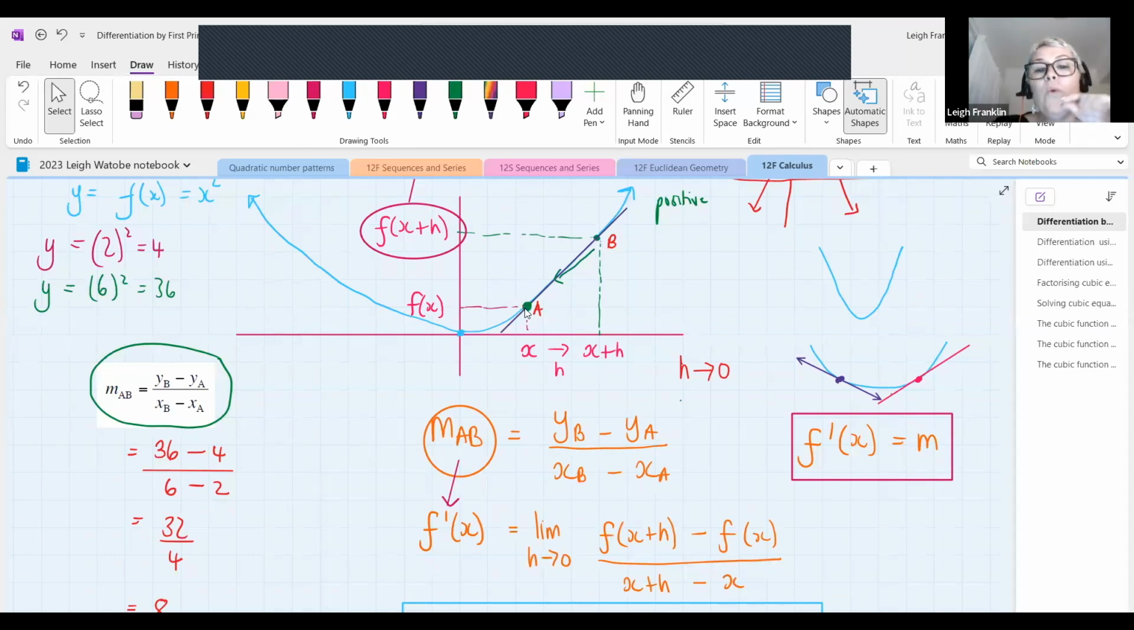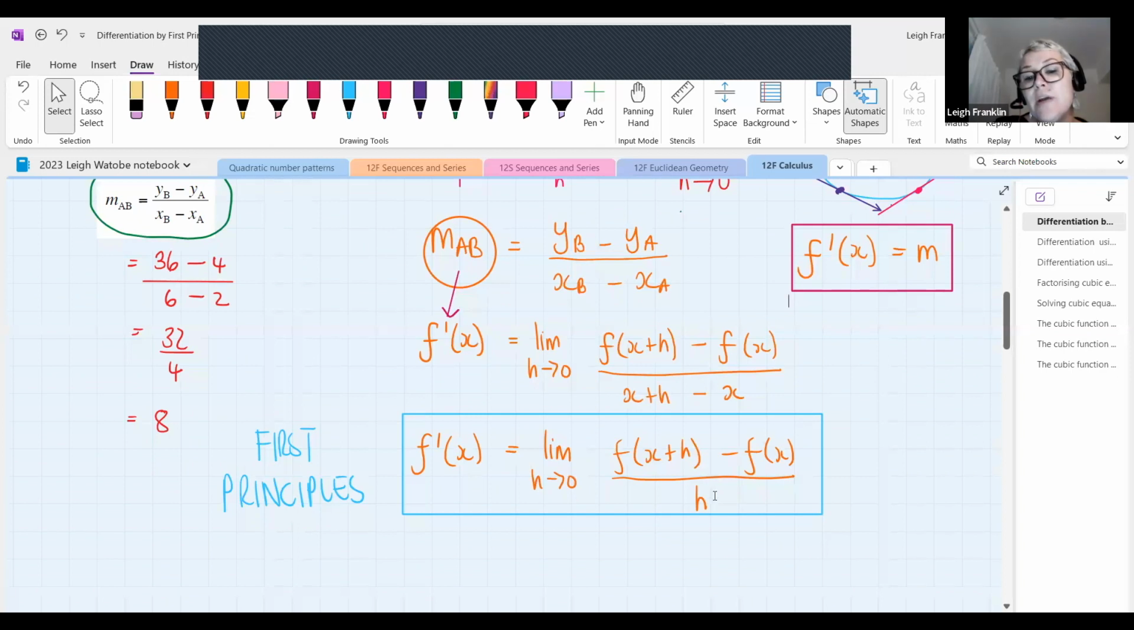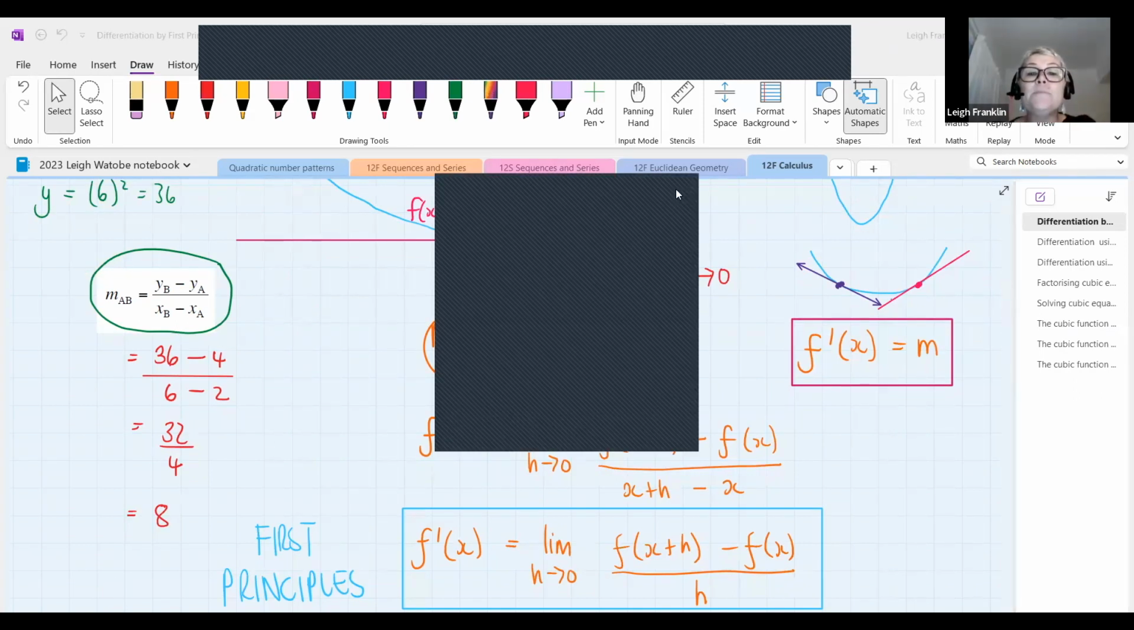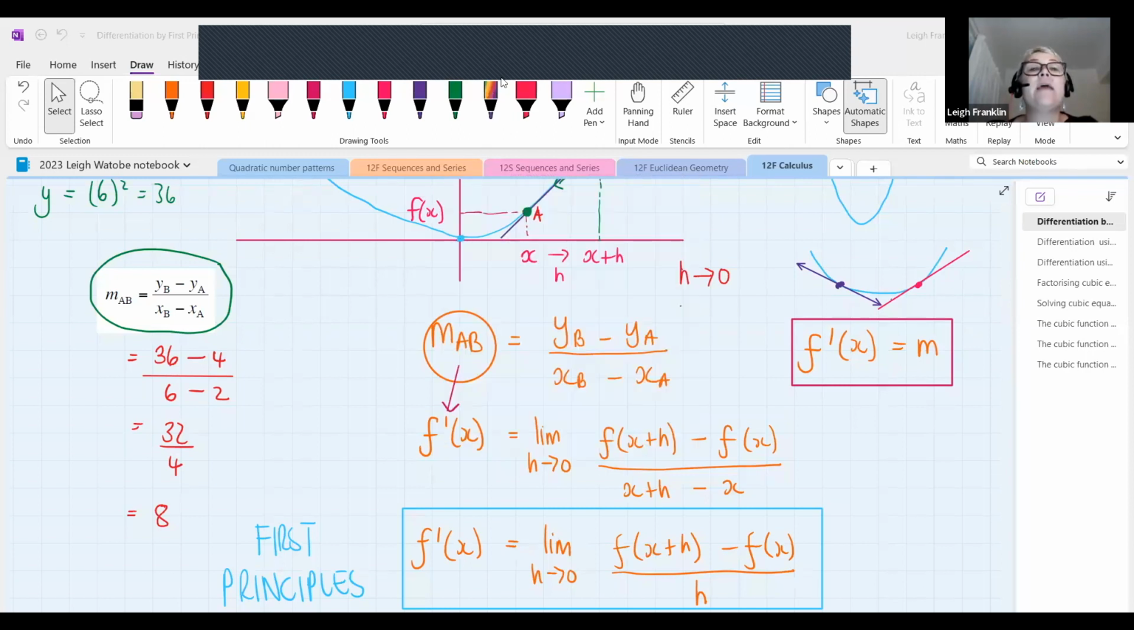All right. But we are not allowed to say that h is equal to 0, because if we say that h is equal to 0, then our gradient is going to be undefined. Okay, so we say that h tends to 0. As B gets closer to A, h tends to 0, so that means that the distance between them is getting closer and closer. But we're not allowed to say that h is equal to 0 because we obviously can't have something that is undefined.